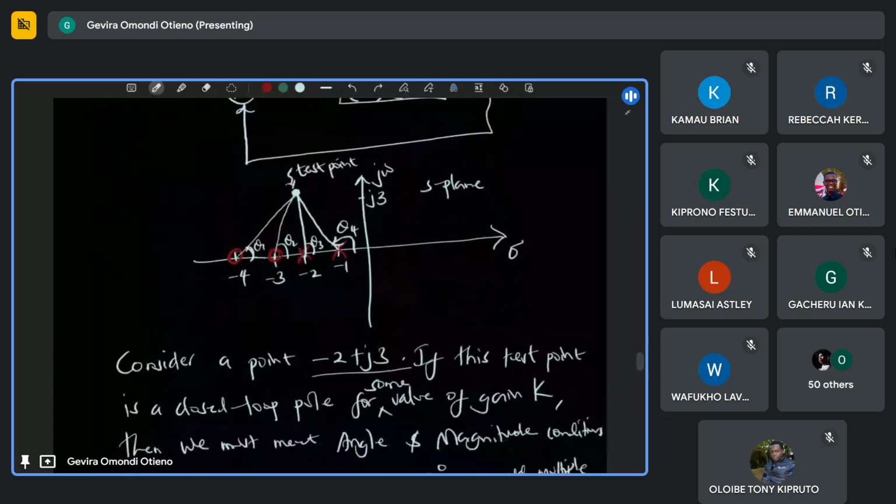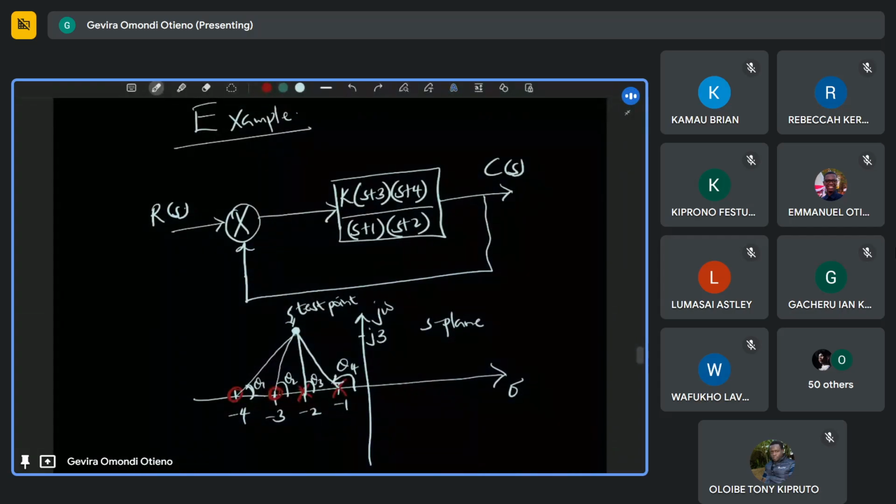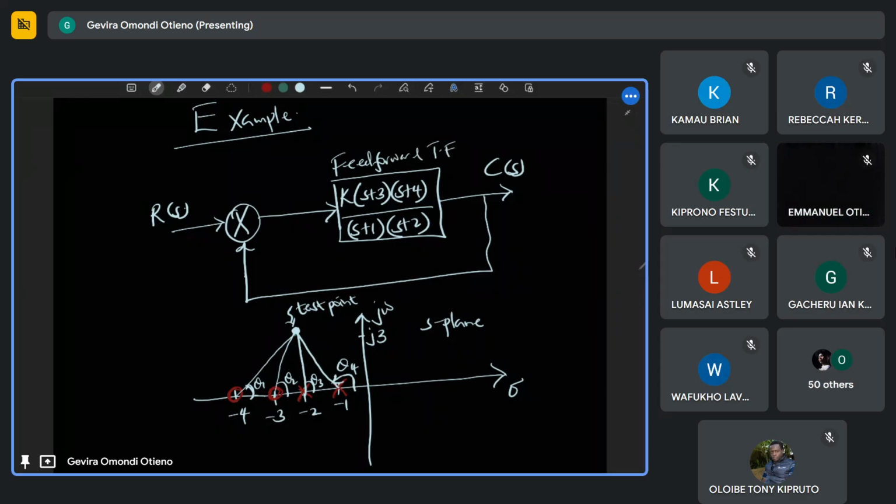And so quickly to the example that I gave. This is what some books will call a feed-forward transfer function, because we have a feedback transfer function also. So this is the feed-forward transfer function. You're given the feed-forward transfer function. It consists of a zero at -3, another zero at -4. It consists of a pole at -1 and another pole at -2. So you can actually see that I have drawn the zero at -3 and the zero at -4. I have also drawn the pole at -1 and another pole at -2.